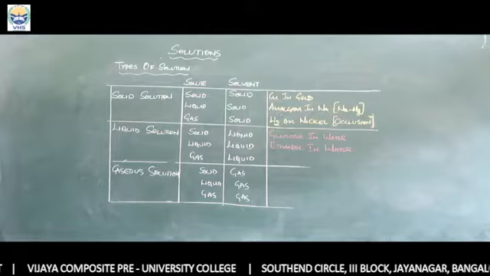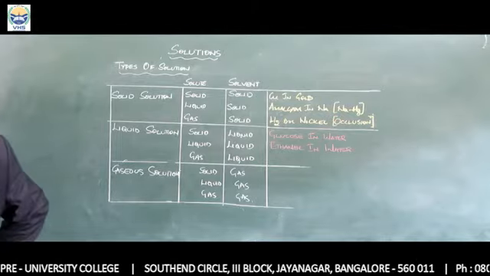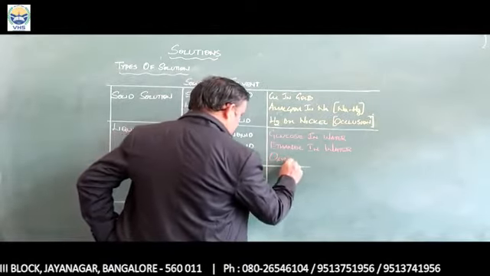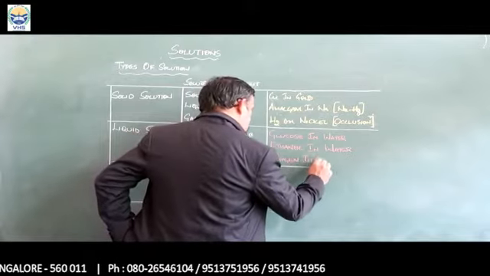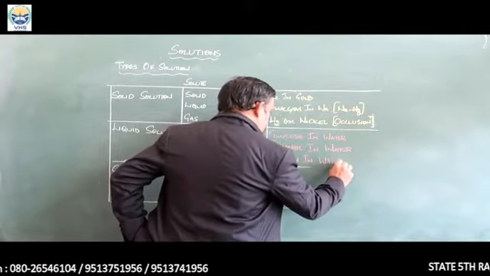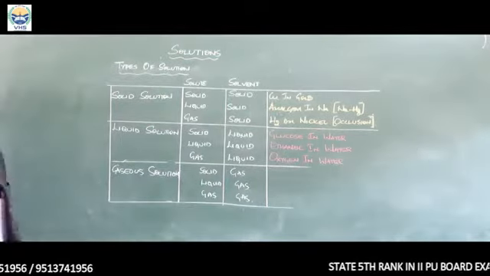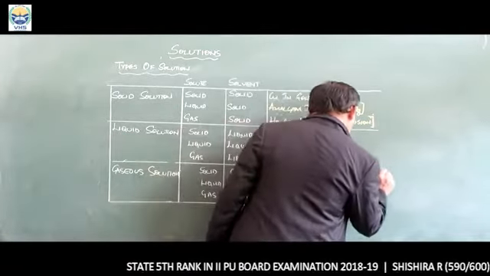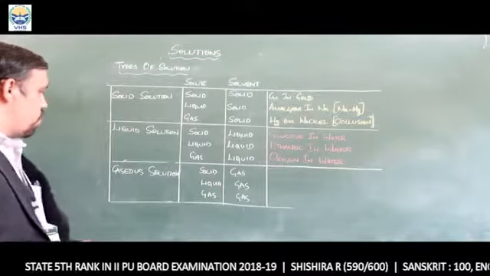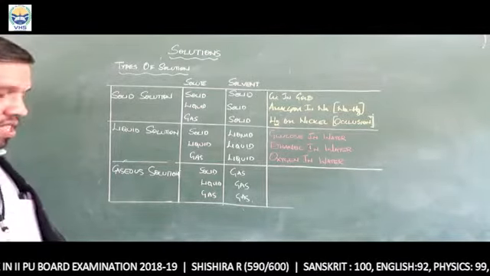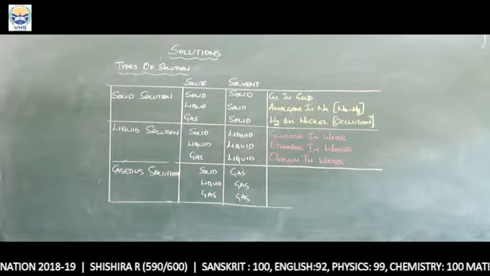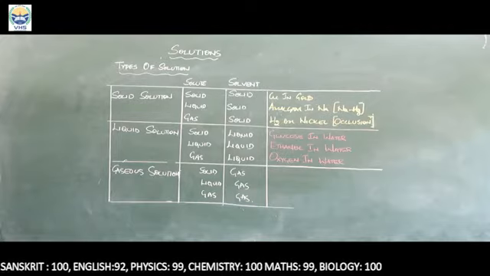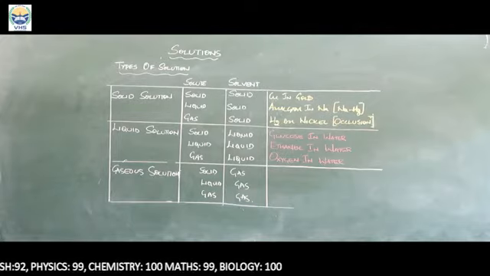Give an example for gas in liquid. Gas in liquid, you can consider oxygen in water. Oxygen in water is an example for gas in liquid. Okay. So what is the next one which is left over? The leftover is gaseous solution. What is a gaseous solution? A gaseous solution is a solution in which the gas is the solvent and the solute is solid, liquid or gas.